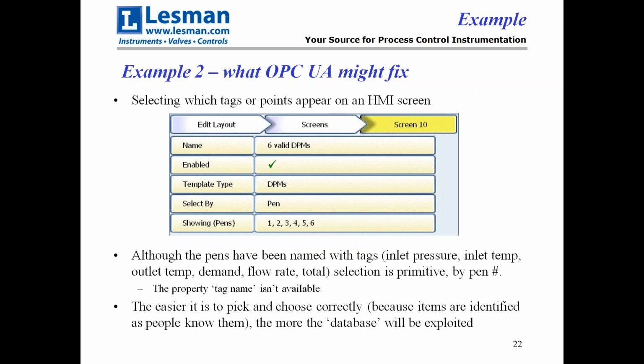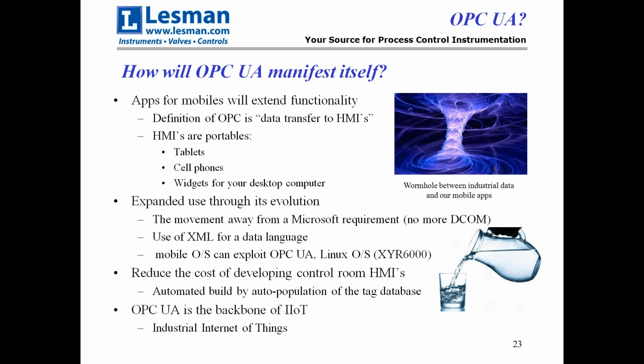When OPC UA grabs all these things as properties and pours them from one thing to another, they're going to be available, so you're not going to be at some low level about 1, 2, 3, 4, 5, 6. You're going to see the name so that you know what it is, and it's going to be easier to pick and choose what you need. Therefore, it's going to be easier to use, and then it'll get more widespread use.